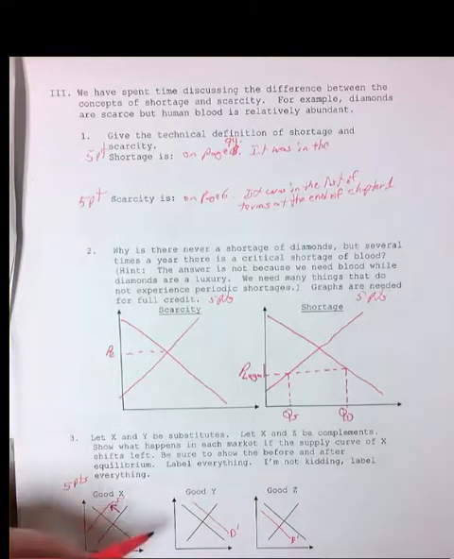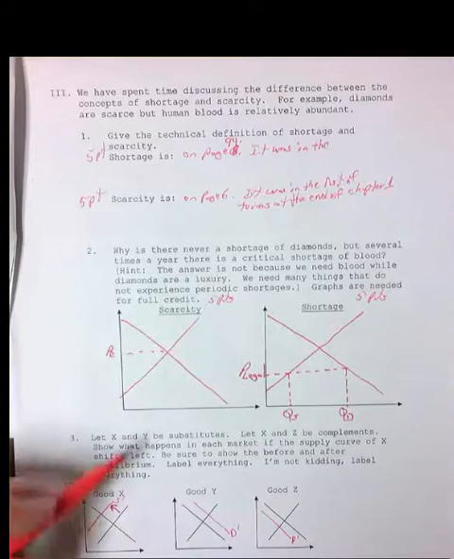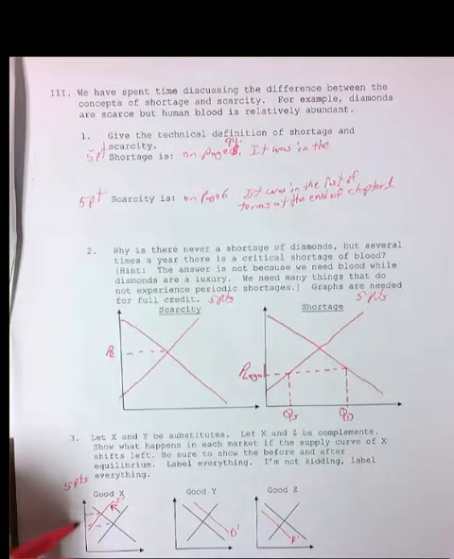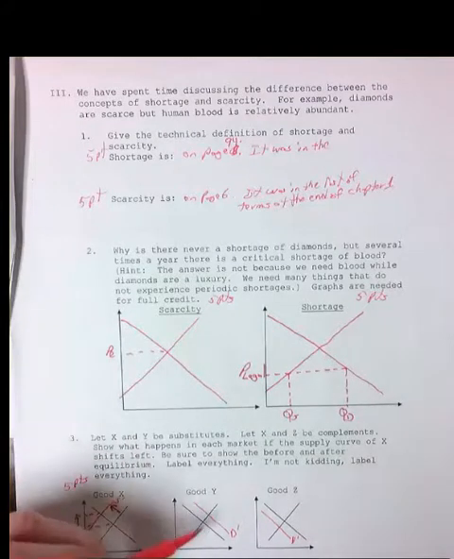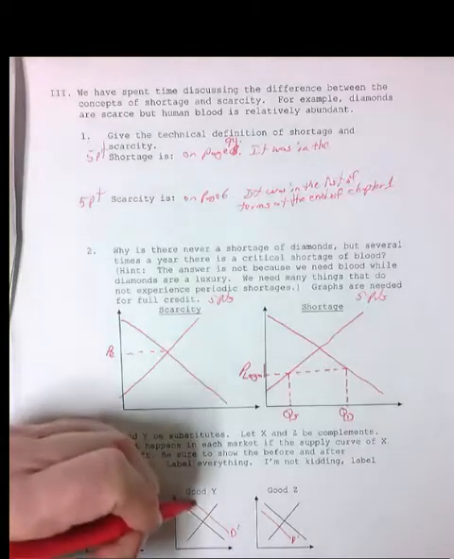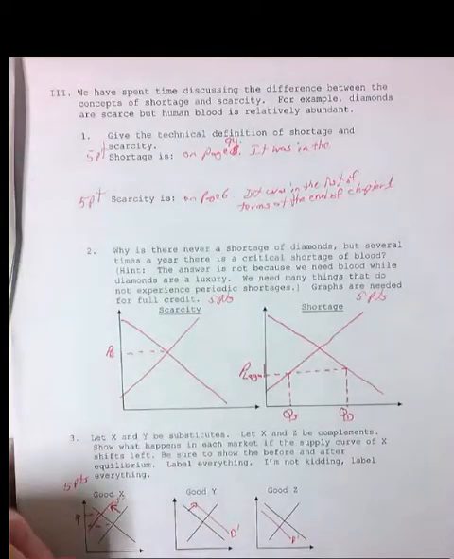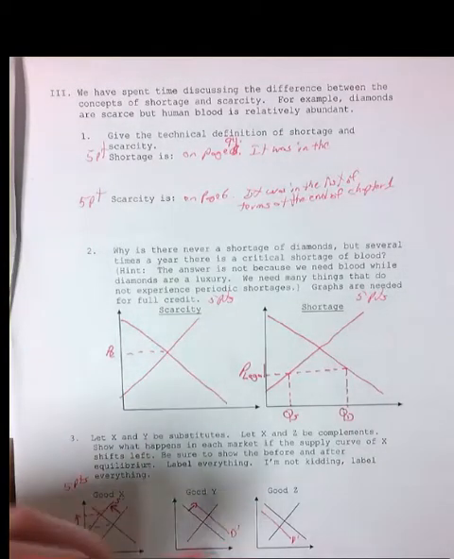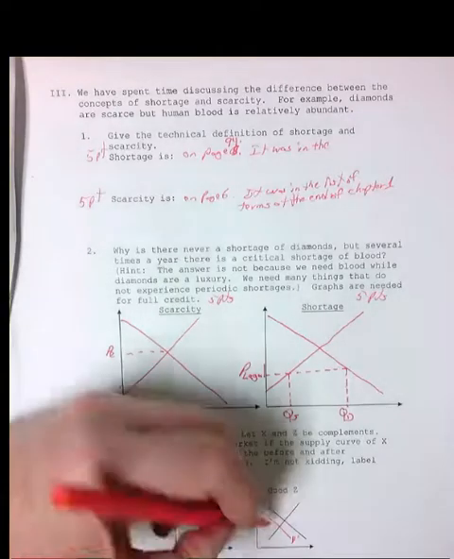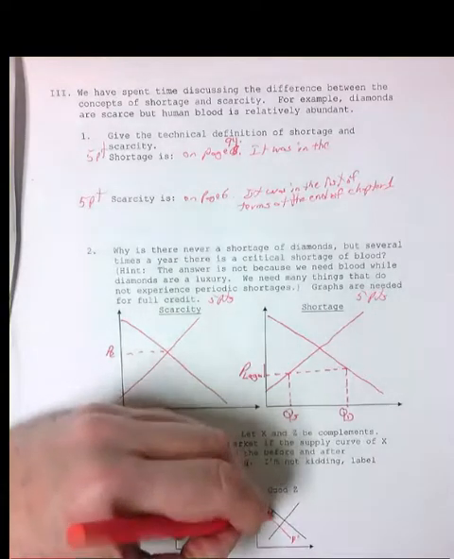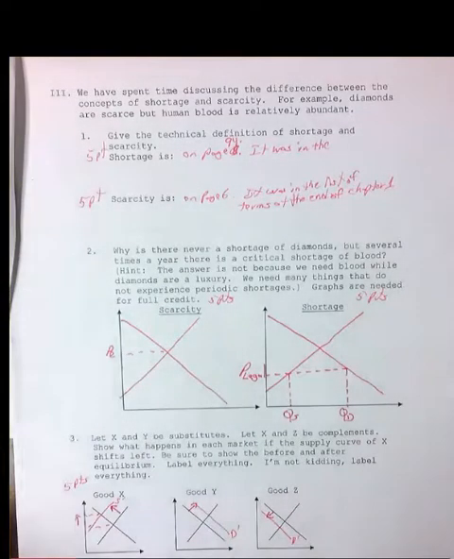Then if X and Y are substitutes, if the price of X goes up, which it has done, then people will buy more of good Y because it's a substitute. So the demand curve for good Y would shift out to the right. And if X and Z are complementary and the price of X goes up, people will buy less Z, so it will shift down. Alright, that was Roman numeral 3.